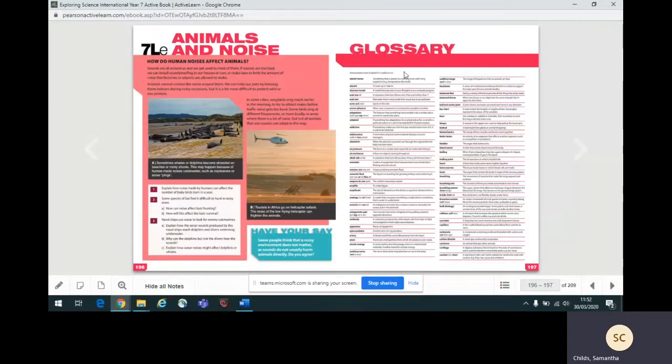At the end of each book, there is a glossary. Remember those keywords in bold? You can find the meaning of these words in the glossary of each book.